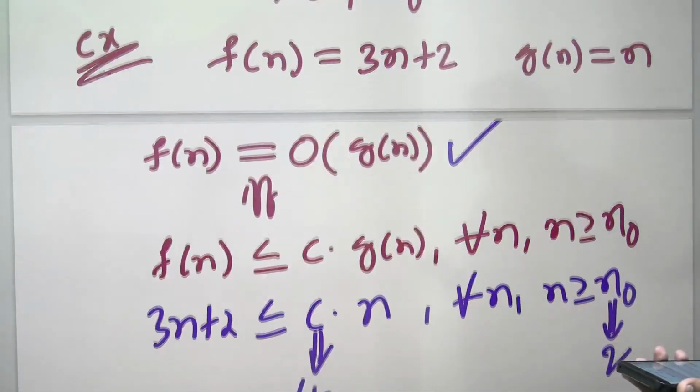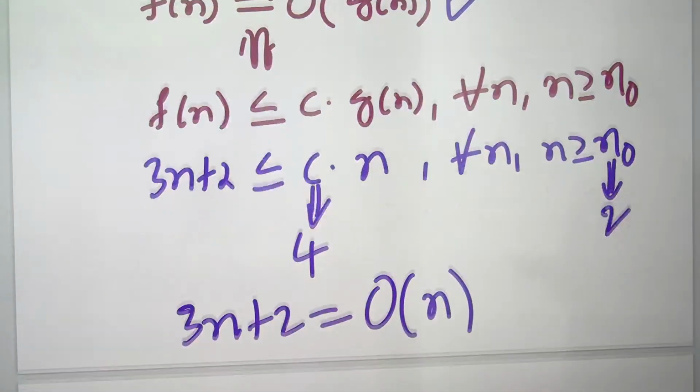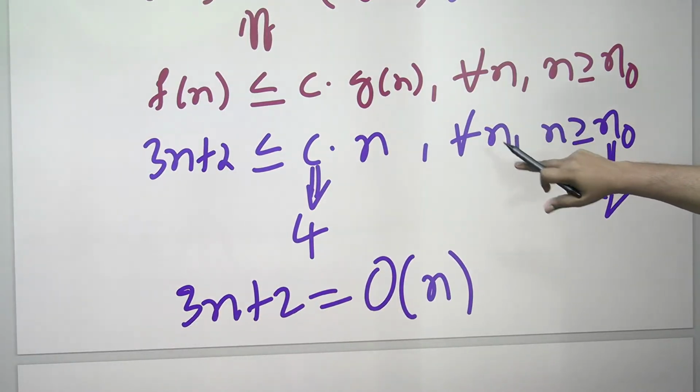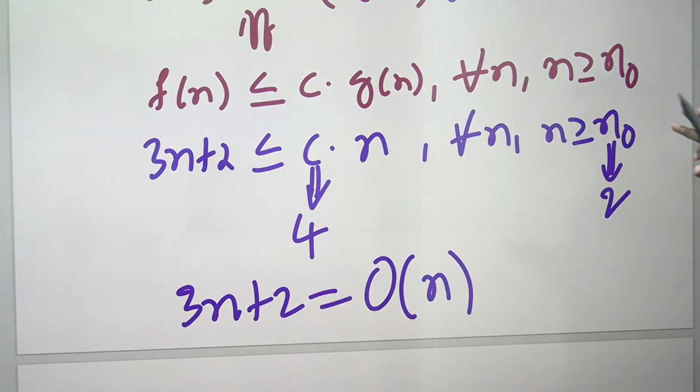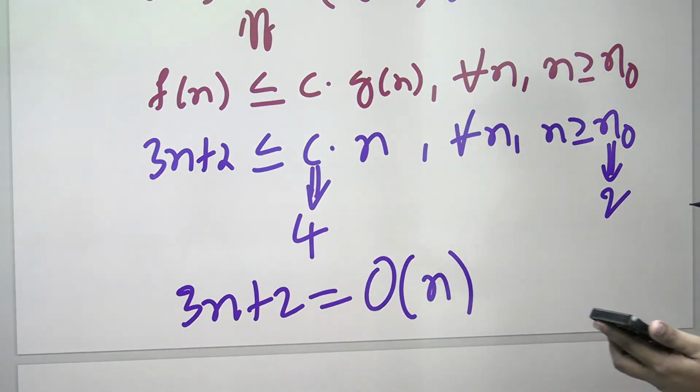So this is f of n, g of n. If I want to say big O, I have to satisfy this condition. I think C value 4, n0 value 2, it is working. What is the meaning of n0 being 2? From 2 onwards, every n value. For all n greater than or equal to n0, it is working. C value 4, n0 value 2, this relation holds good. So I can say f of n is big O of g of n.